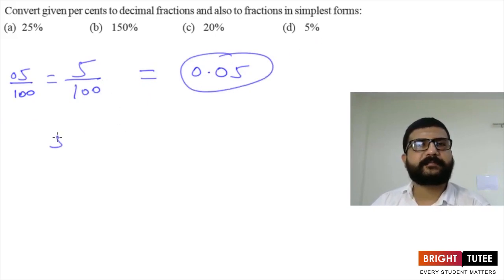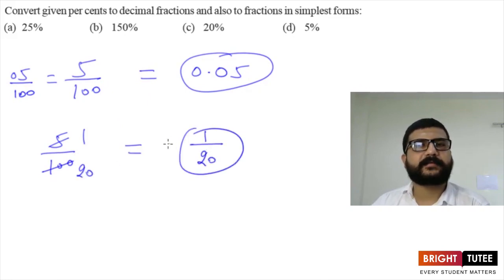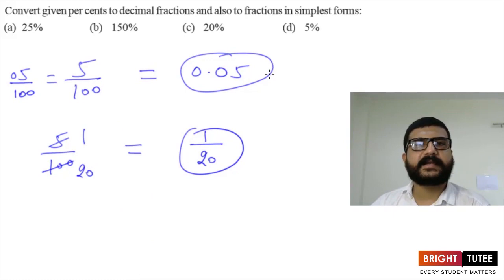Now we have to simplify this fraction, that is 5 upon 100. 5 ones are 5, 5 into 20 gives us 100. So now this is 1 upon 20. So the fractional representation of 5% is 1 upon 20. So here we have seen how to convert percentage into decimal and fraction in the simplest form.